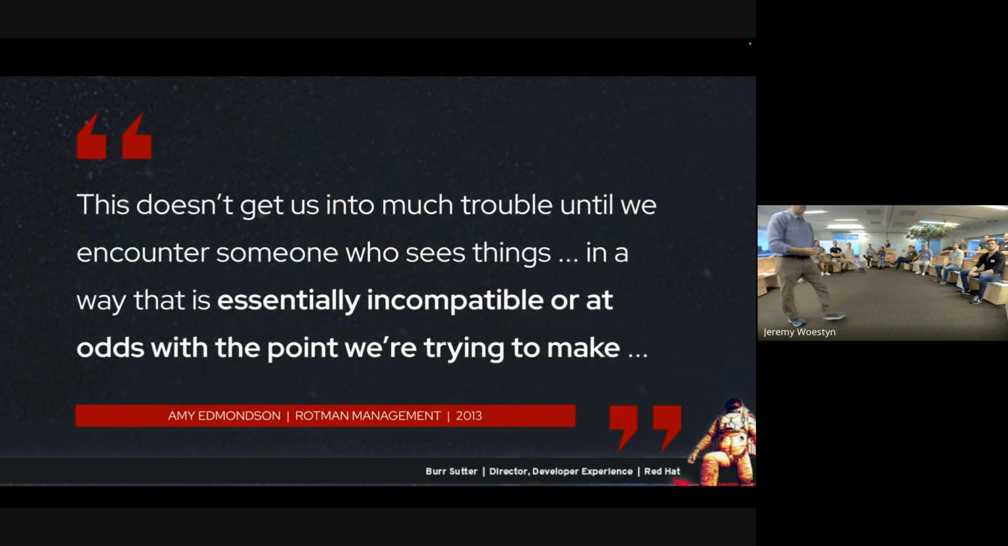Now, this is an important point. Like my Amy here, you can see Amy Edmondson. I got a lot of quotes here. So this doesn't get us into much trouble, the fact that they're all different shapes and see different things. It only gets us in trouble when it's incompatible or at odds with the thing we're trying to do. So it's fine that we have different perspectives. That's actually a good thing, right?